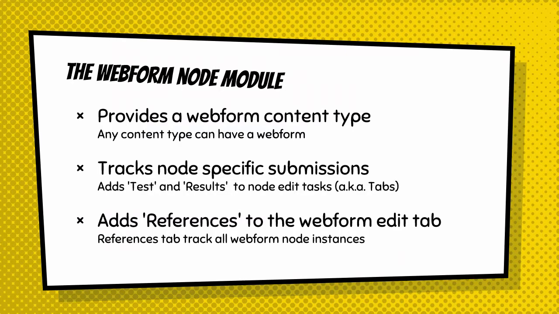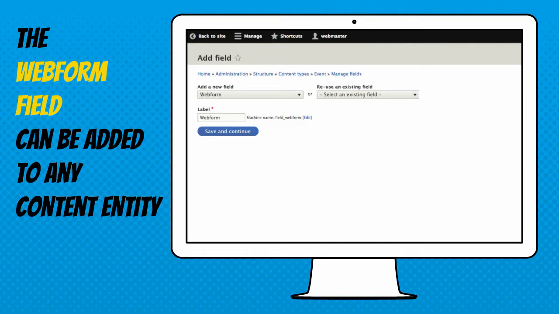And when it does that, it turns on a test tab on the node, and it also has a results tab. And I'm going to show that to you. The other thing that happens with the web form node module is every web form that you've created will have a references tab. What it's doing is tracking what nodes that web form is used on. It also makes it really easy to add web form nodes to your site. So I just include this slide to say it's a field. You're adding a field to a content type. It's the web form field type.